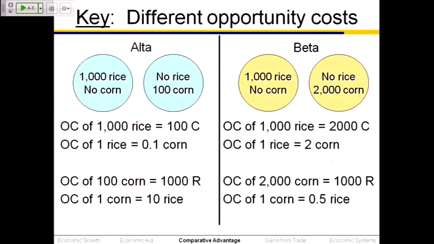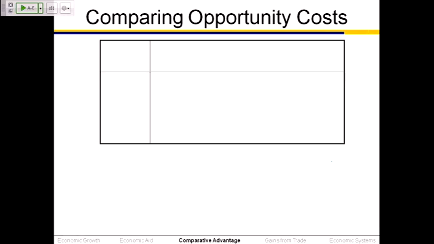And then if we calculated the opportunity cost of corn, we find that the opportunity cost of corn was 1/2 of a unit of rice. So now let's compare Alta and Beta. Let's take this information and compare for them their opportunity cost of producing rice and their opportunity cost of producing corn. So I'm going to make a little table.